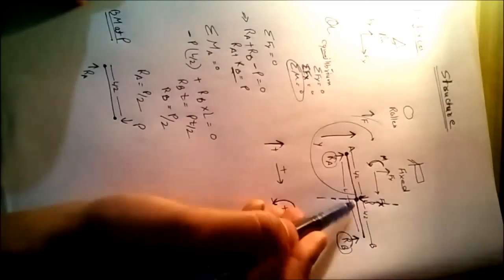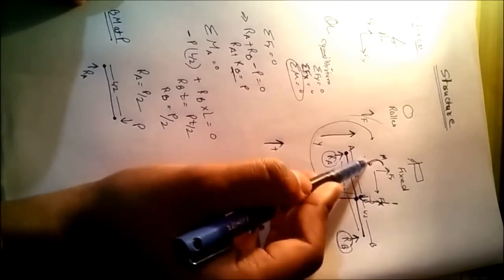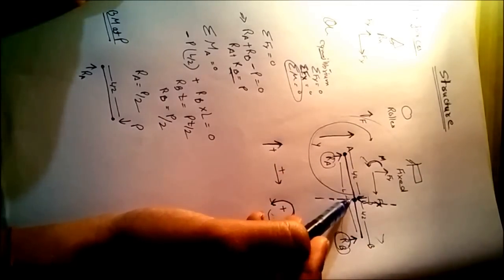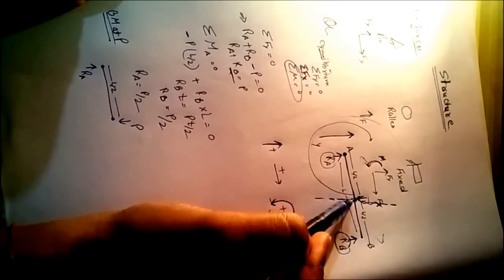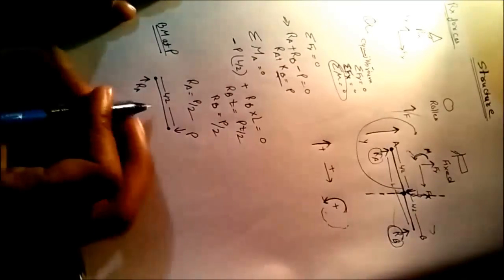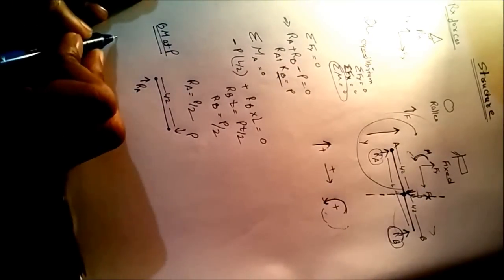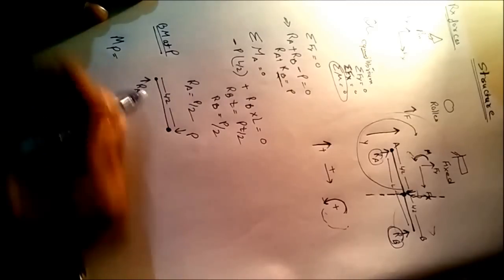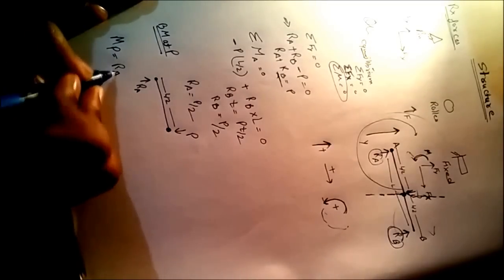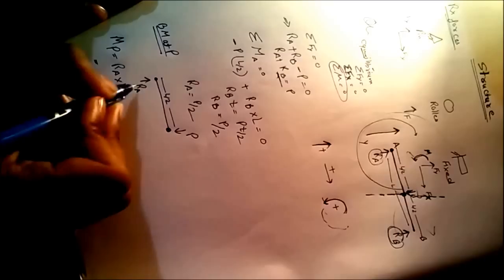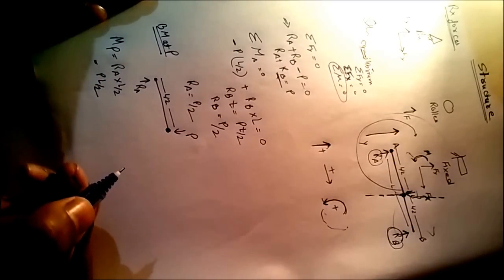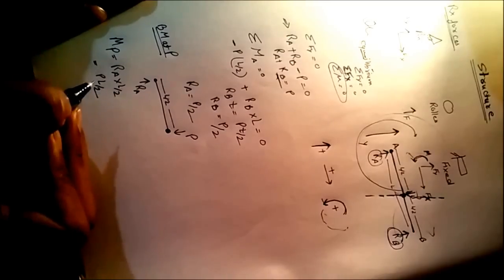You can take either the left side or the right side of the beam to find out the bending moment at P. For finding the bending moment at P, take all the forces: only Ra into L by 2, and Ra we know is P by 2, so the moment is PL by 2.